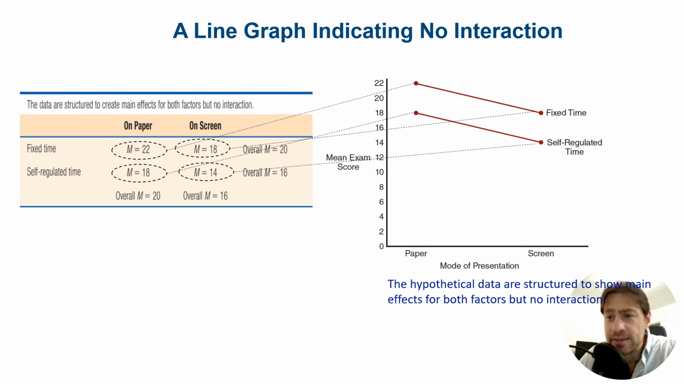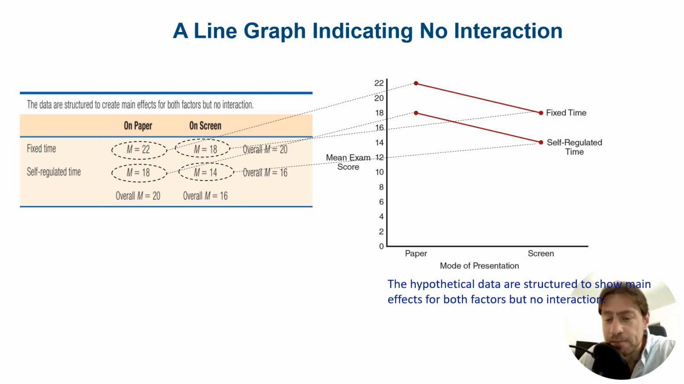And if we ask, does control of study time matter? The answer, again, appears to be yes. People score higher in the fixed time condition compared to the self-regulated time condition. And the difference is 4 points. And this is true whether the information is presented on paper or on a computer screen.